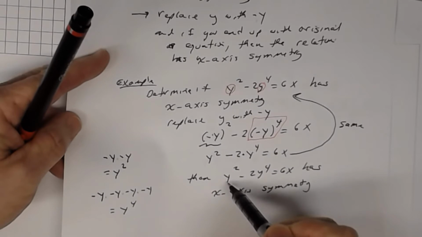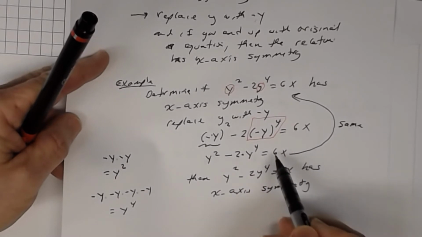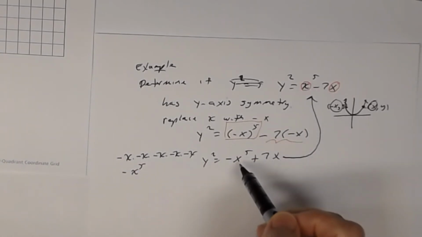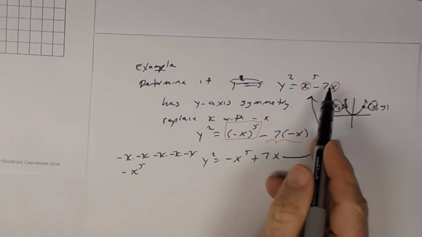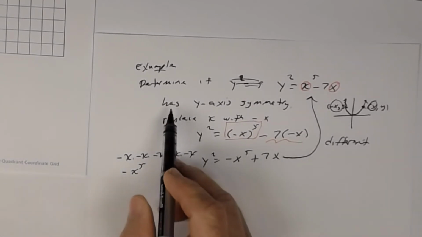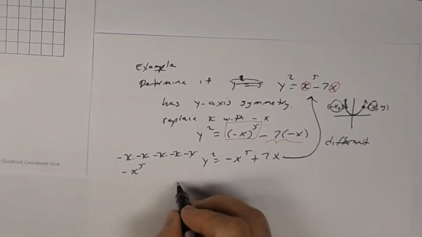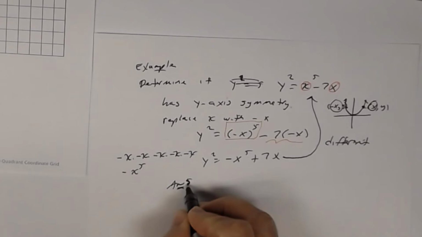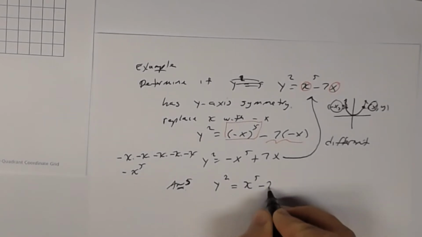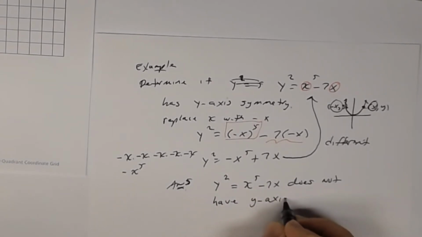In the previous problem, it was y squared, negative 2y to the fourth, negative 2y to the fourth, 6x, 6x. Here, though, the y squareds are the same, but this is x to the fifth and this is negative x to the fifth. And over here, negative 7x and positive 7x, so that's different. Based on the directions, which say determine if the graph of this relation has y-axis symmetry, you go back to the original and write it over. You say y squared equals x to the fifth minus 7x does not have y-axis symmetry.